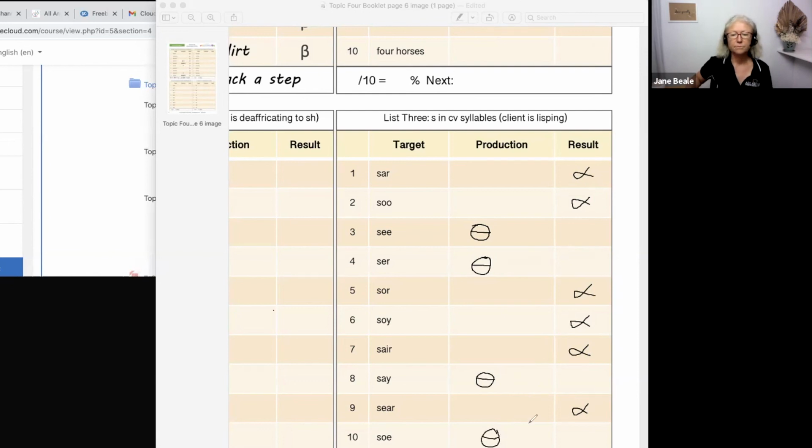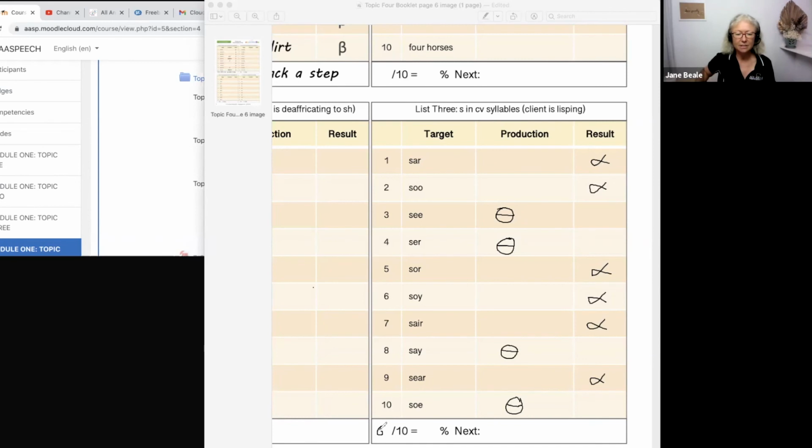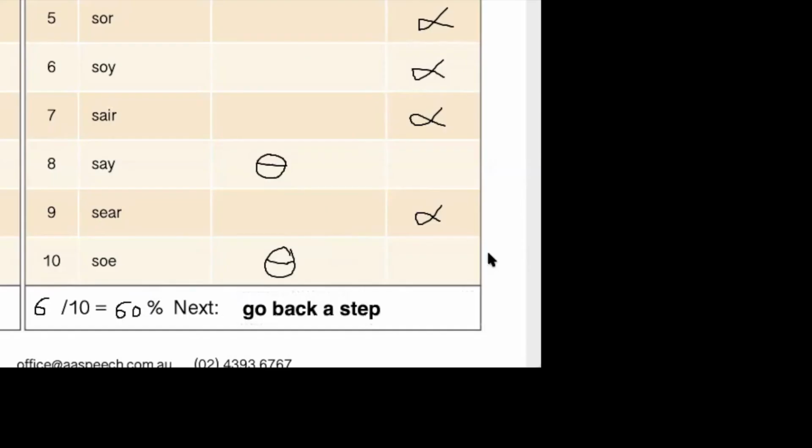Okay, how did you go with that? So we've got a 6 out of 10, 60%, and we need to go back a step. If you're wondering what going back a step would be, I would say it would be to practicing in isolation. In isolation would be the next step.